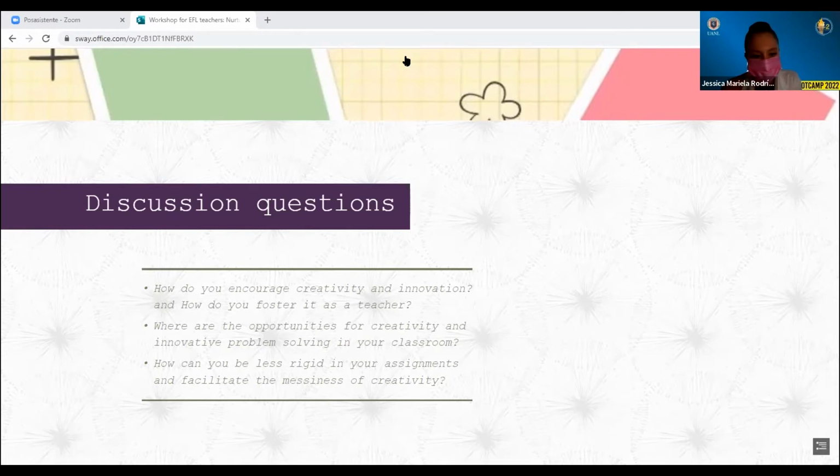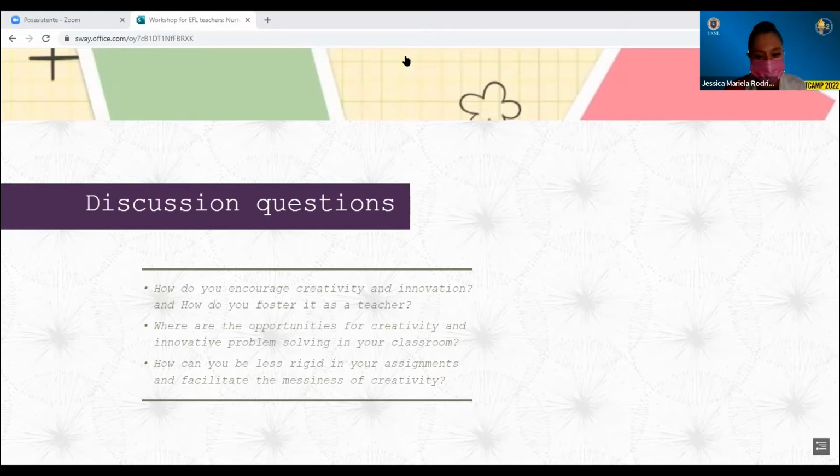And she says, well, for the first one, how do you encourage creativity and innovation, and how do you foster it as a teacher? By using icebreaker activities when it comes to readings. I encourage my students to change the endings and openings. That's a very good activity to try to make your students give a different or an alternative ending, right?